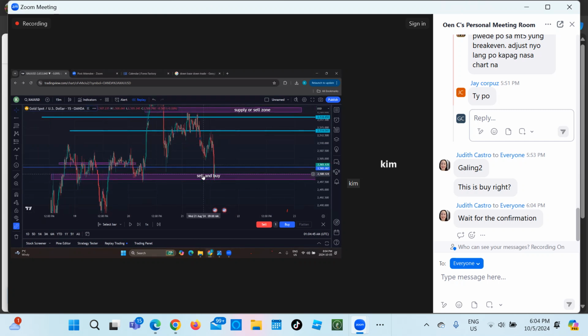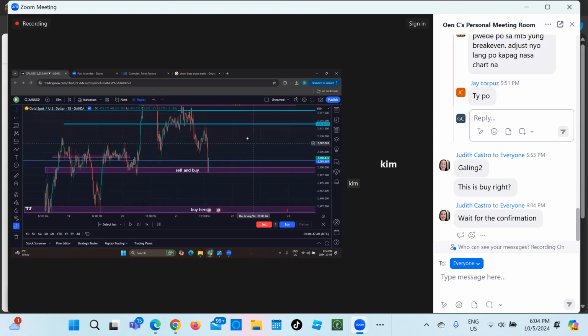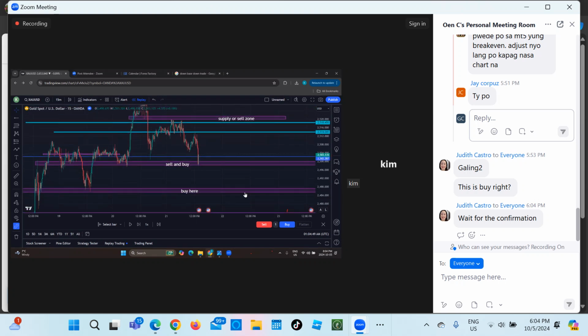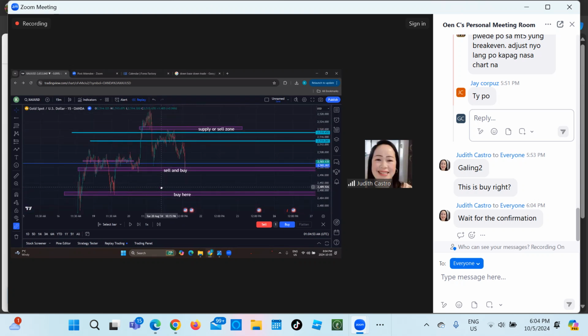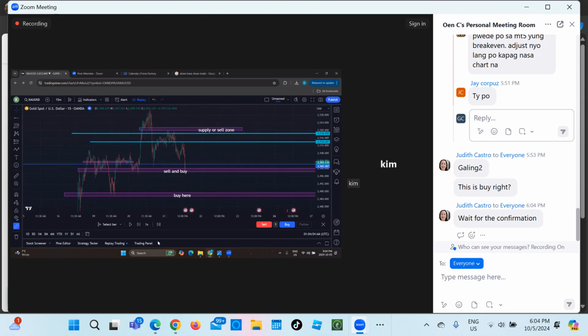Kaya nga early sinabi ko sell and buy because there's a chance kasi mayroon pa dito ang demand zone. That was earlier, Kim. Yeah, that was earlier. Okay, I get it a little bit now. Thank you, Kim. You're the best.